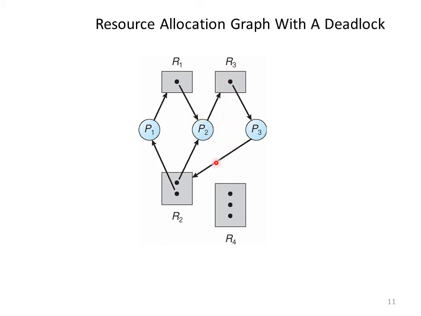Then you can see a circular wait here. P2 is requesting for R3. R3 is allocated to P3 and P3 is requesting for R2. R2 is allocated to P2. So circularly they are waiting for each other to release their resources, and it is called as the circular wait. So we can see that this resource allocation graph shows a deadlock situation.